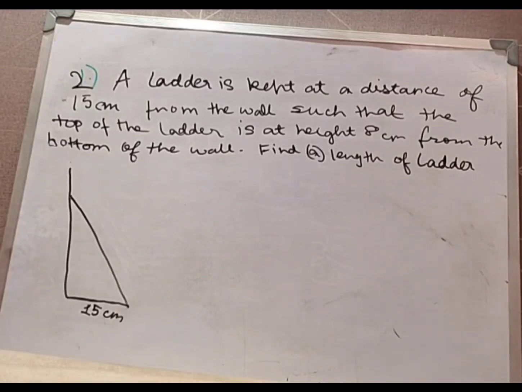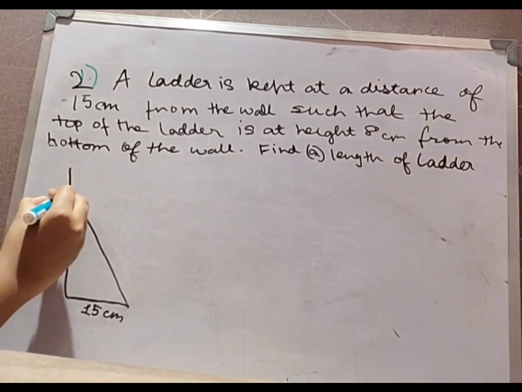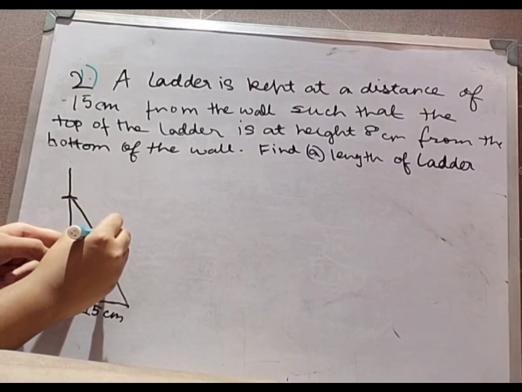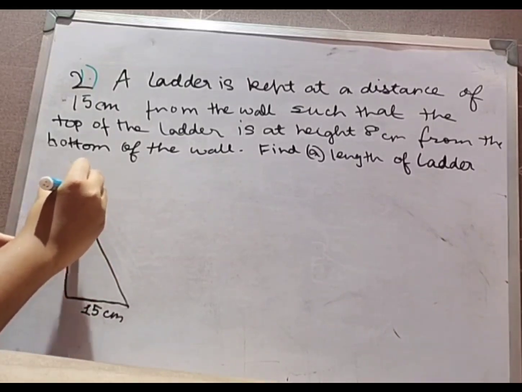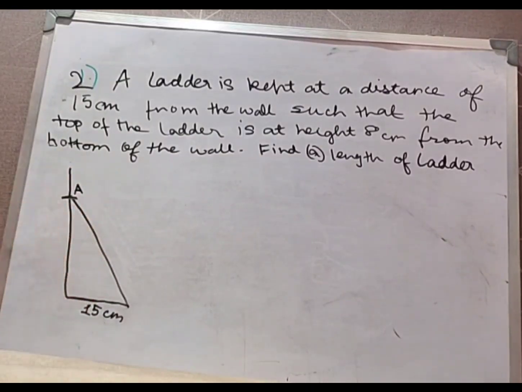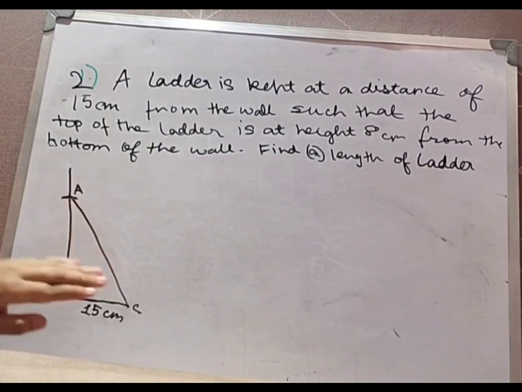So if you can comprehend it, where is the top of the ladder? This is the top of the ladder. This is our ladder. I will name the triangle. This is a right angle triangle made, as you can see. So this is A, this is B, this is C. Fine. So you see, the ladder is AC.